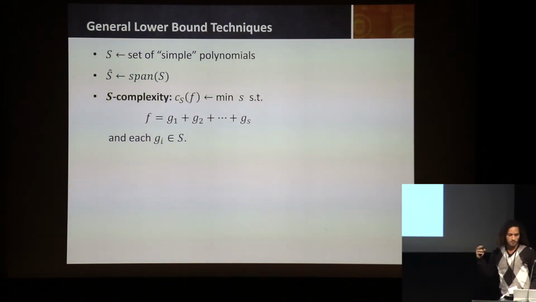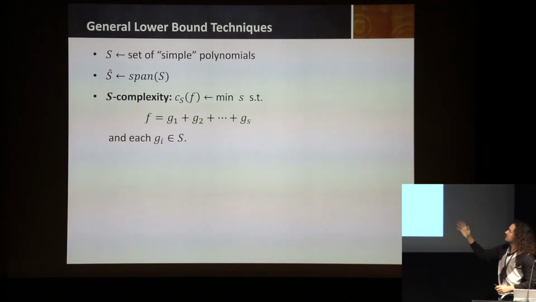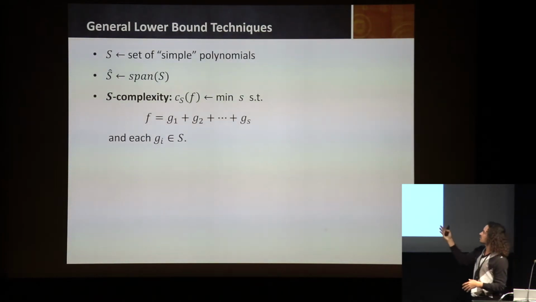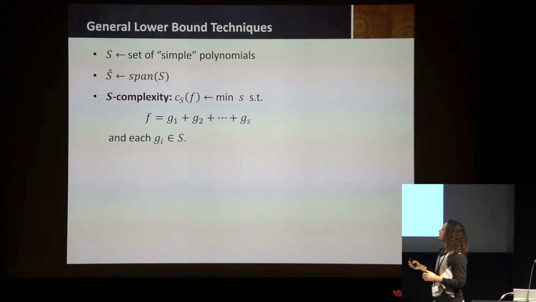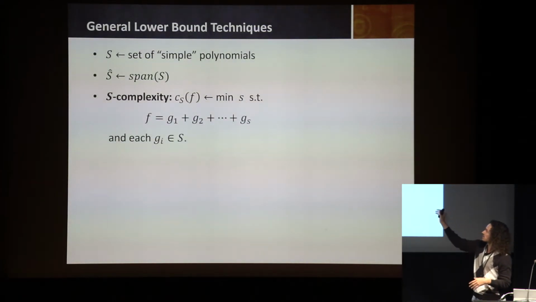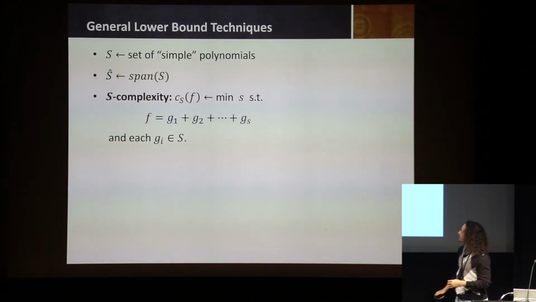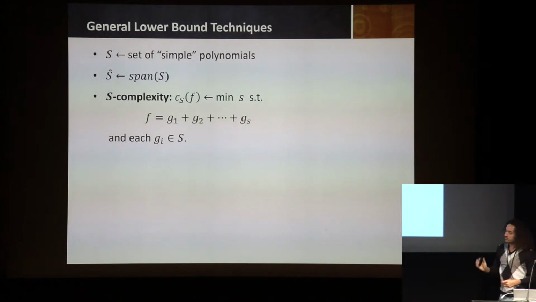Now, again, how do we do the techniques with a little bit more symbols. Let S be the set of simple polynomials, and S hat is the span of S. So you just pick all the linear combinations of S. We'll say that the S complexity of any polynomial f is the minimum s such that you can decompose f into a sum of s polynomials, all of them being in S. I realize that there are too many s's on this slide.